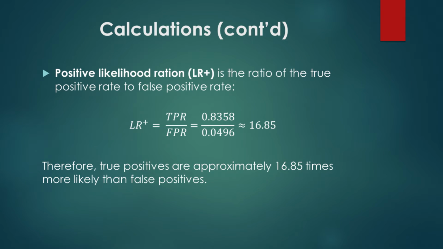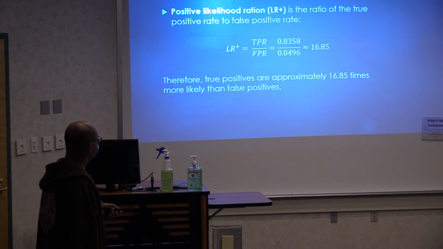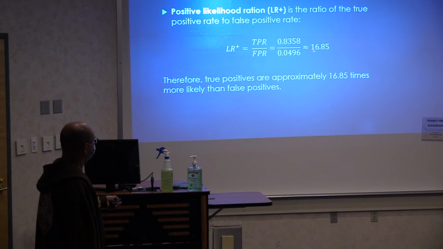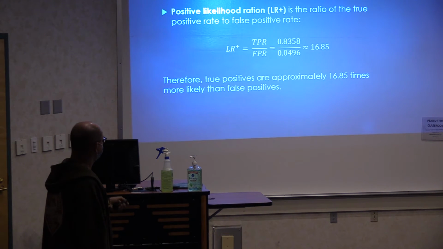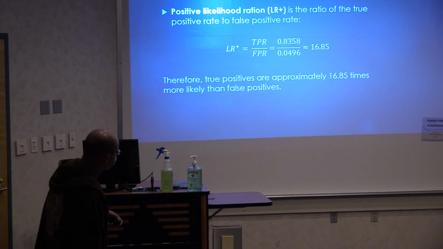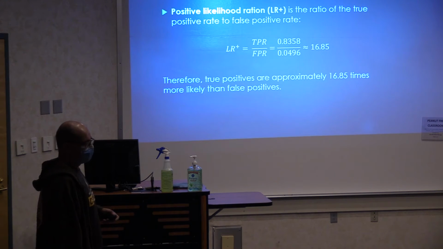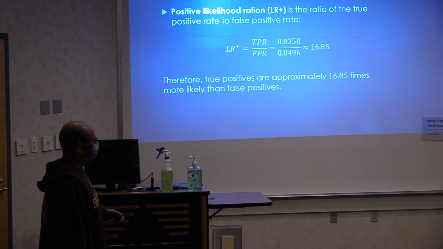And then we get into the likelihood ratios. LR plus is the ratio of the true positive rate to the false positive rate. Our number turned out to be, so we already calculated these numbers, and we divide and see, oh, okay. What does that mean? That means that a true positive is approximately 16.85 times more likely than a false positive. So that's pretty good.